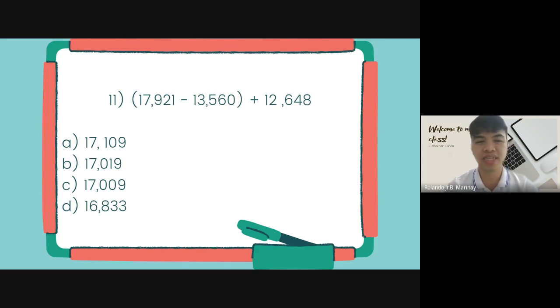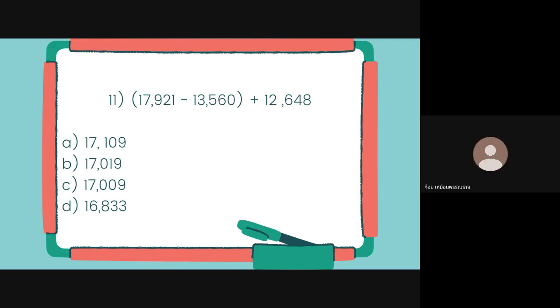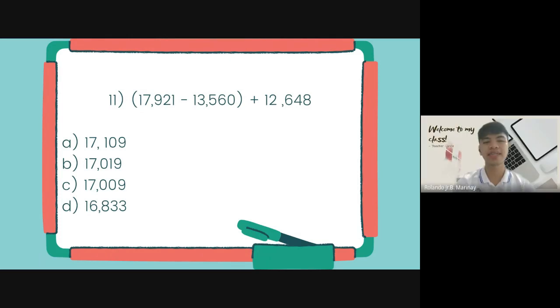17,921 minus 13,560 plus 12,648 equals A, 17,109, B, 17,019, C, 17,009 or D, 16,833. What is the correct answer? C, very good. The correct answer here is letter C. 17,921 minus 13,560 plus 12,648 equals 17,009.